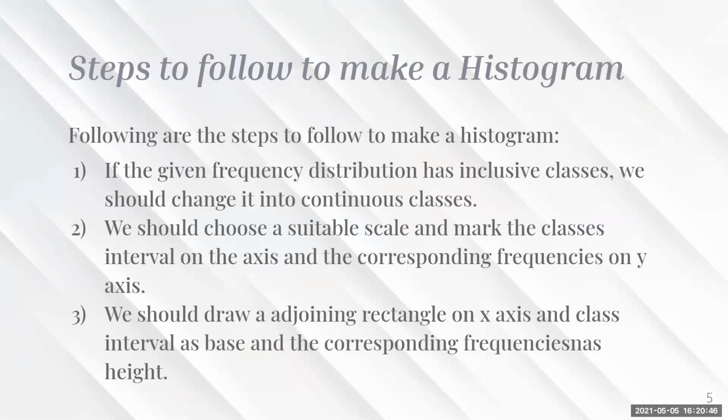Steps to follow to make a histogram. Following are the steps to follow to construct a histogram. If the given frequency distribution has inclusive classes, we should change it into continuous classes. We should choose a suitable scale and mark the class intervals on the x-axis and the corresponding frequencies on the y-axis. We should draw adjoining rectangles on the x-axis with the class interval as base and the corresponding frequencies as height.